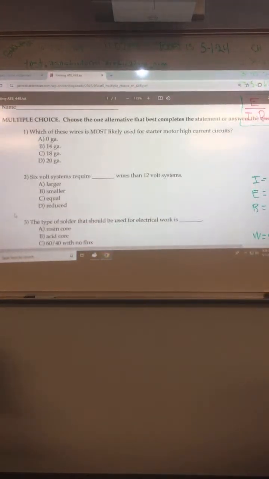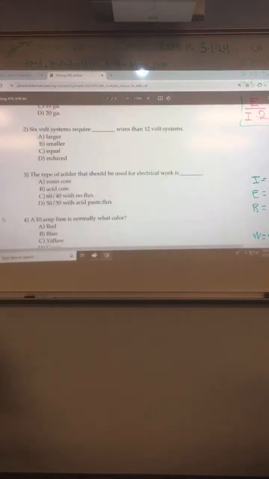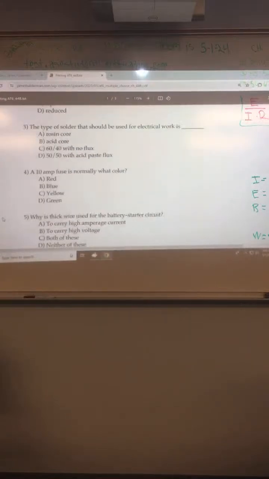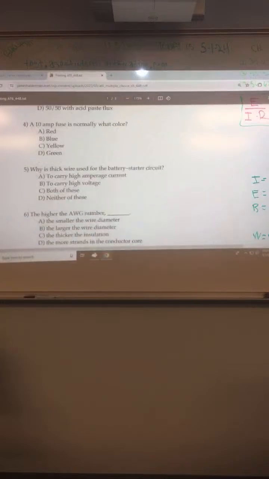That's A. This question is going to show up on the test as well. Which of these wires is most likely used for a starter motor current circuits? A. 0 gauge, yes. High current, low numbers. 6-volt systems require larger wires. The type of solder that should be used for electrical work is rosin core. Rosin core, okay. 10 amp fuse is red.